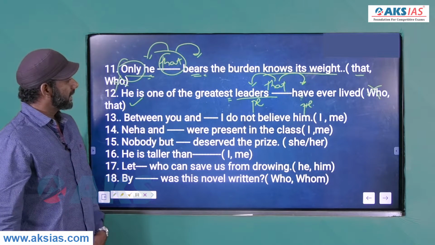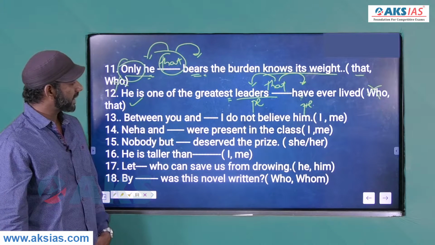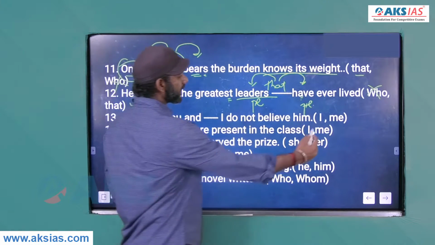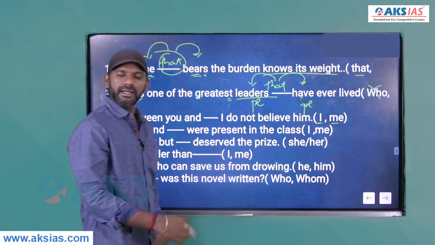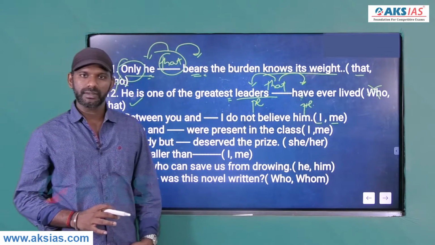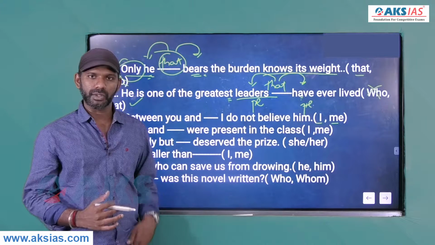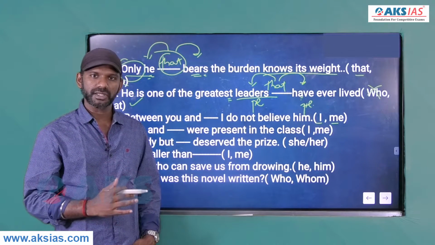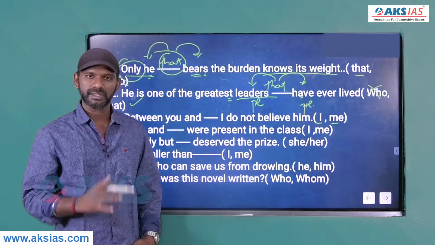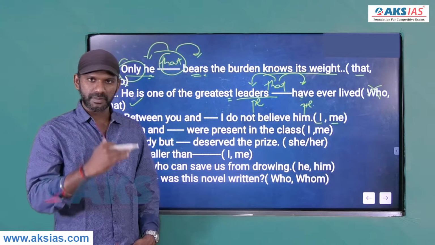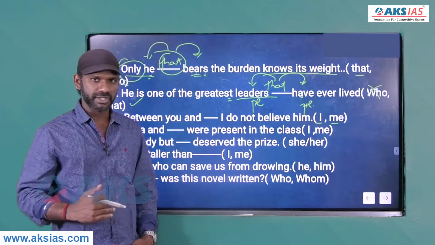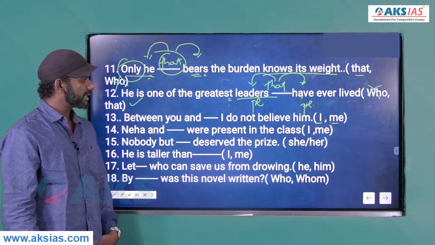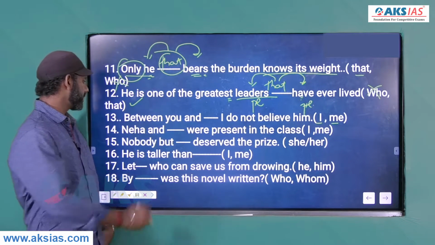Come to the next one. Between you and ___, I do not believe him. Options are I and me. I is a subjective pronoun, whereas me is an objective pronoun. We have discussed the rules regarding when to use subjective pronouns and when to use objective pronouns. We have discussed 3 rules in the subjective form and 3 rules in the objective form, right? Come to the statement. Between you and ___, I do not believe him.